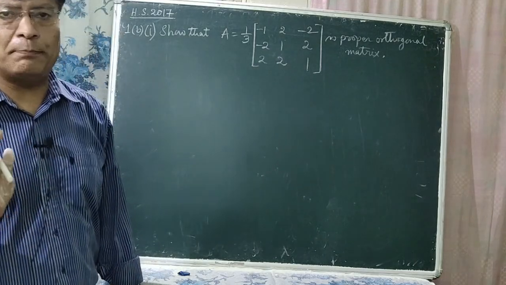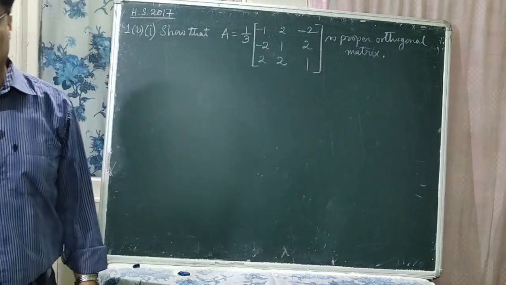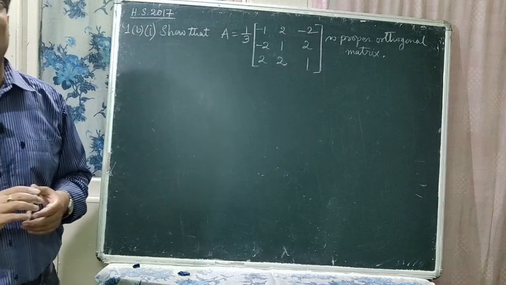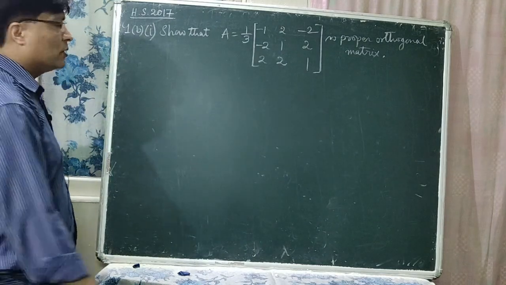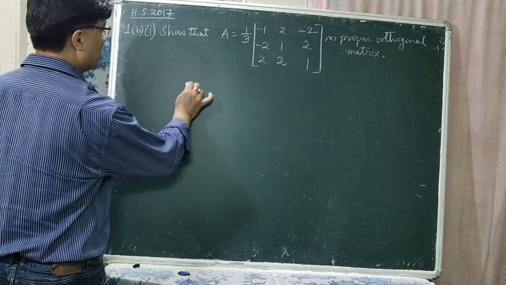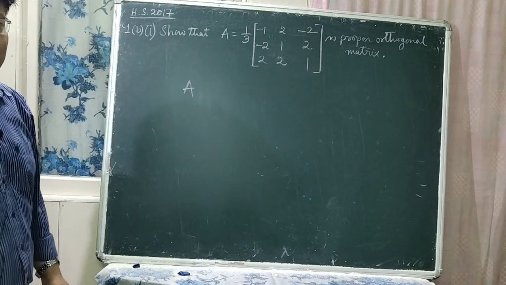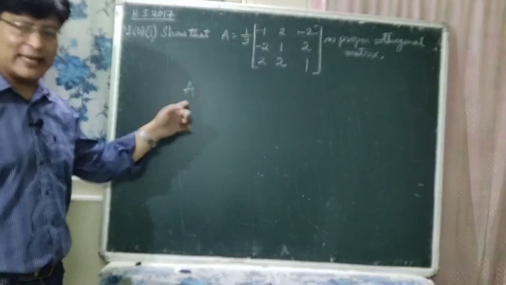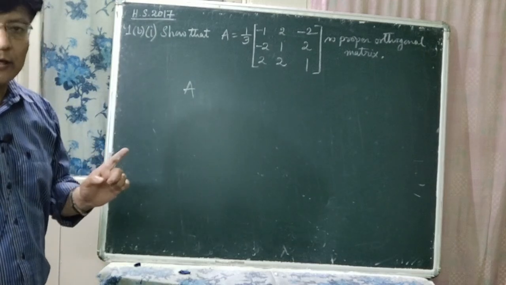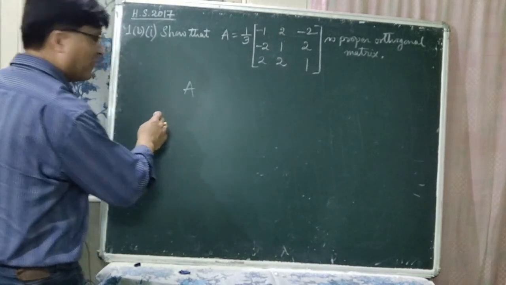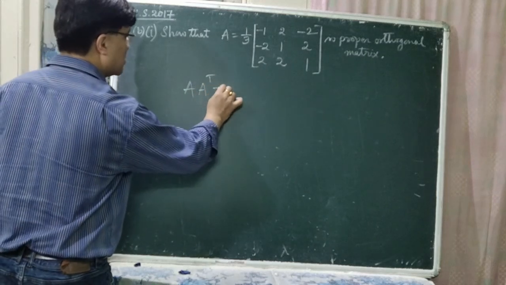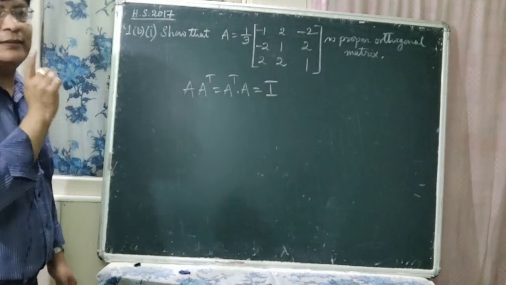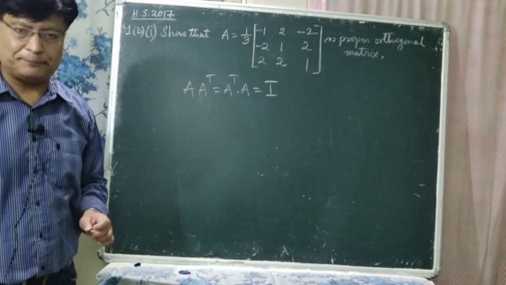I haven't told you about this proper orthogonal matrix. Okay, so what is orthogonal matrix? First of all you should understand what is orthogonal matrix. Suppose there is a square matrix A of order n, that means n rows and n columns. So if you can find out A dot A transpose is equal to A transpose dot A is equal to I, then this is known as orthogonal matrix.